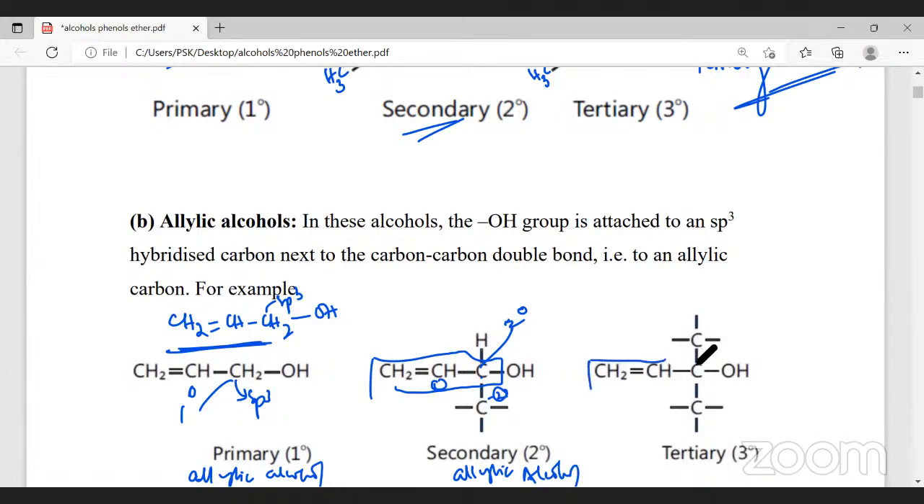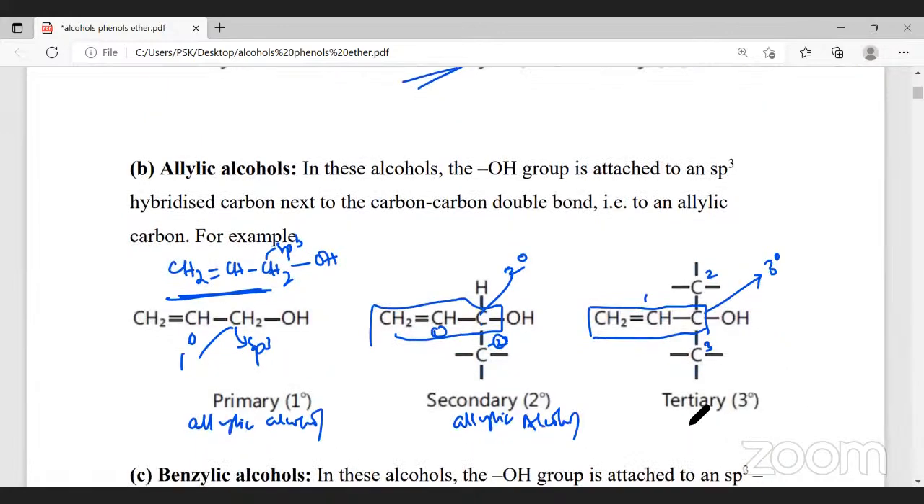And you can see this is tertiary. This is an allyl group. Double bond, single bond is an allyl group. And this carbon is a tertiary carbon atom. And since OH is bonded to the tertiary carbon atom, because 1, 2, 3, this carbon atom is bonded to 3 other carbon atoms, and this carbon atom contains the OH group, therefore it's called a tertiary allylic alcohol.